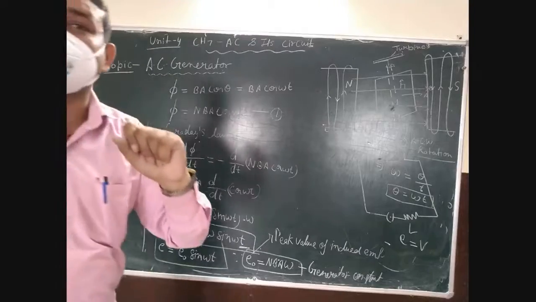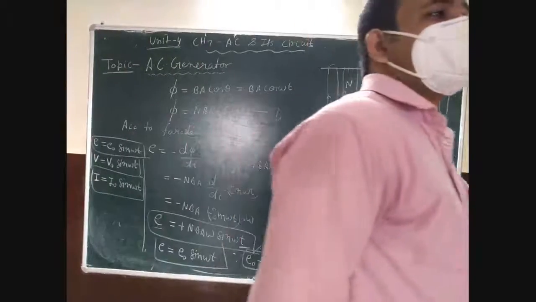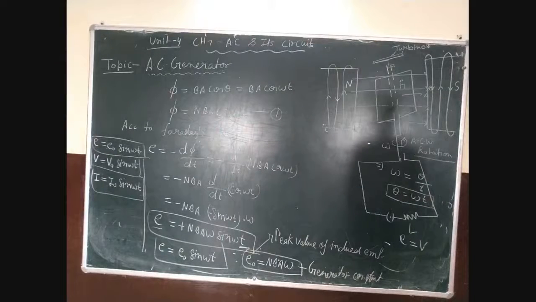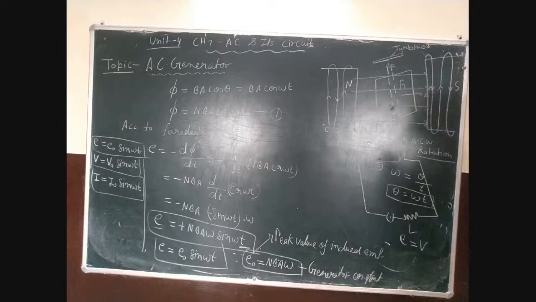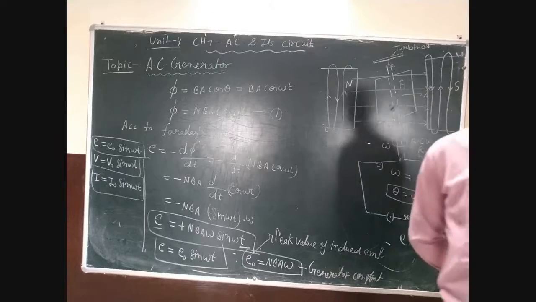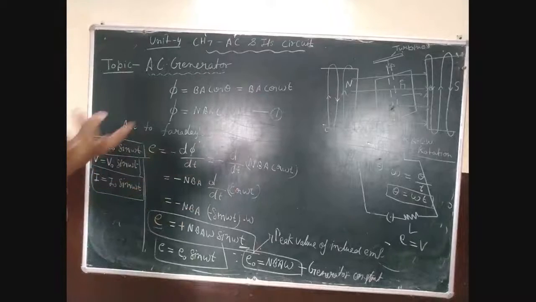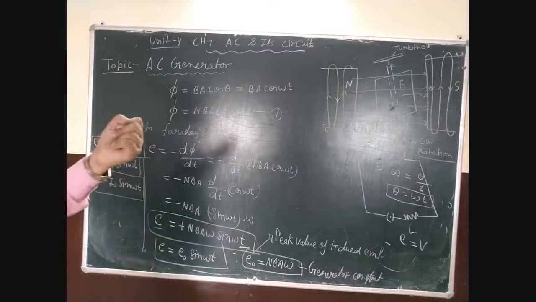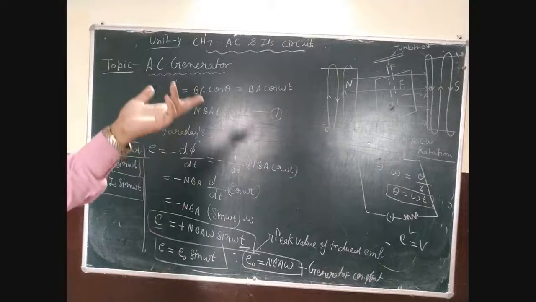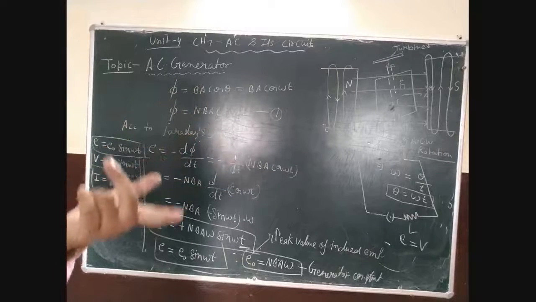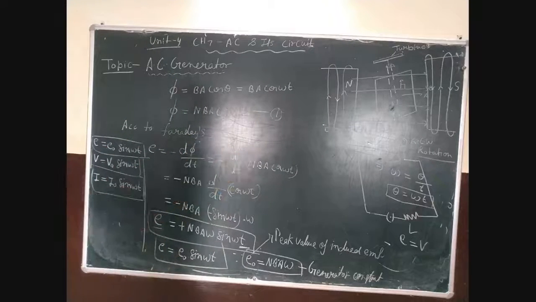What is the description? It consists of four major parts. One is the armature coil ABCD. Two, strong magnets, north and south. These are the electromagnets, and brushes. Okay.